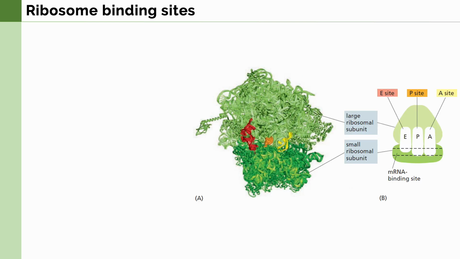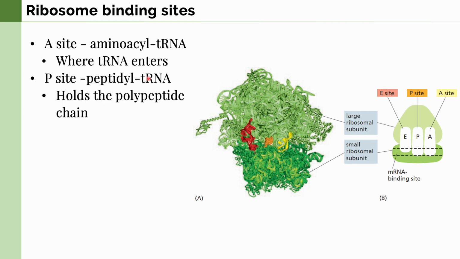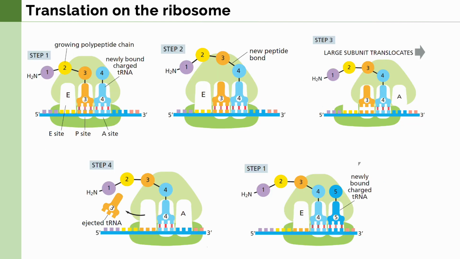Taking a closer look at the molecular structure of a ribosome, we can see that it contains 3 binding sites. These are known as the A site, or the amino acyl tRNA site. This site is where the tRNA enters. Then we have the P site, or the peptidyl tRNA site, in the middle of the ribosome, and this holds the polypeptide chain. Lastly, we have the E site at the end, or at the left side of our ribosome, and this stands for the exit site, where tRNA exits.